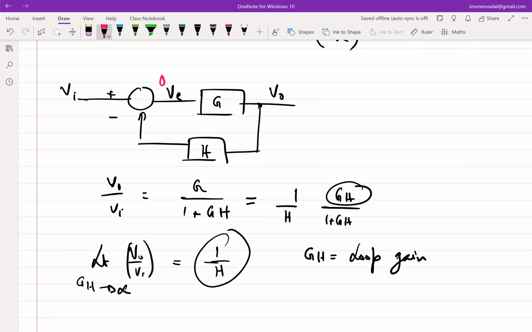Because in this case, if the error voltage is going to 0, and this terminal is Vi, what is this terminal? It has to be Vi, right? If this is Vi, then only the error voltage has gone to 0. If this is Vi, what is going to be V naught?